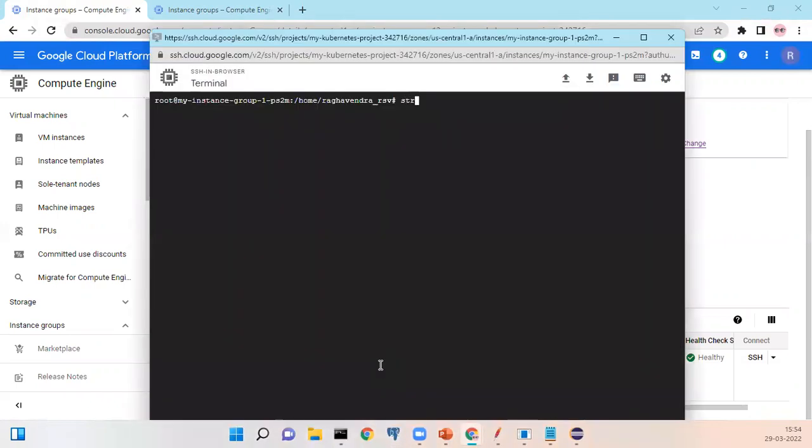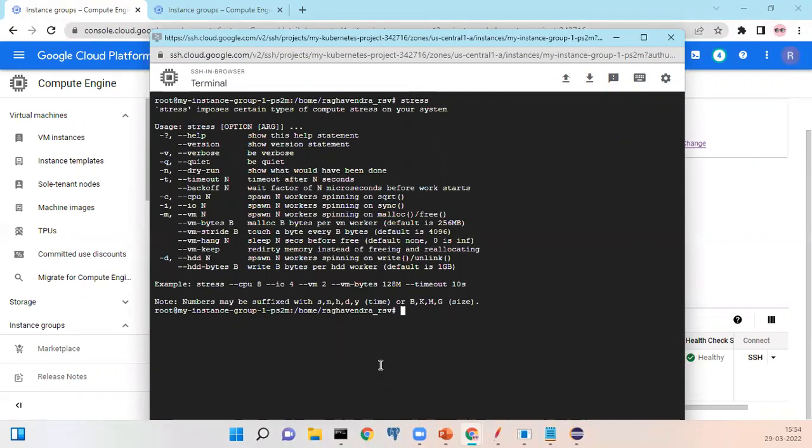Basically, here we make use of stress command. Okay, so here it is stress hyphen CPU and number of CPUs. I think here in our machines we have 2 CPUs. Okay, we will try to create stress on those 2 CPUs.